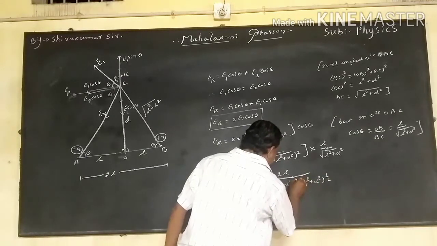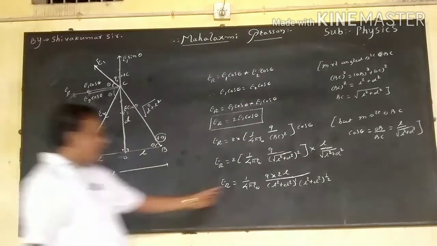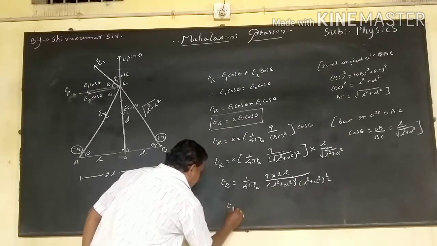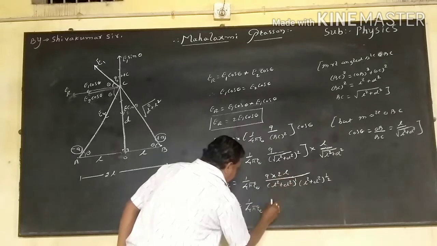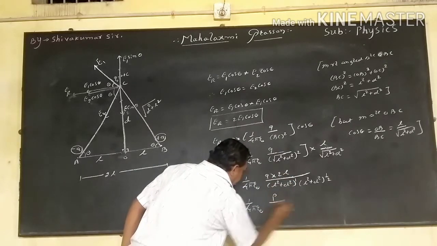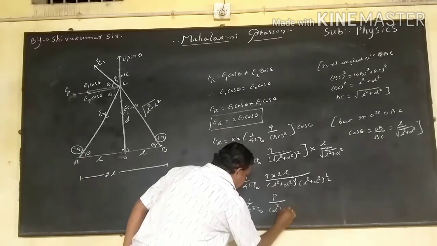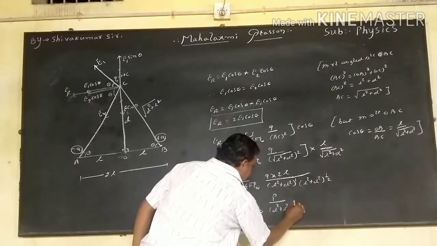Nothing should be there. What is the existence? 1. When the bases are same, the powers are added. Hence I can write the final equation, ER equals 1 divided by 4 pi epsilon naught Q into 2L, that is nothing but P. So shall I write D square plus L square or L square plus D square, 1 plus 1 by 2. This is 3 by 2.